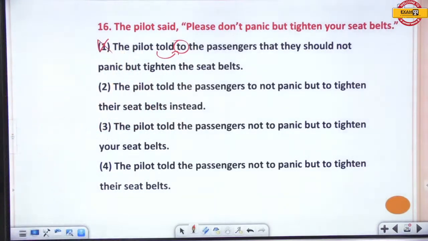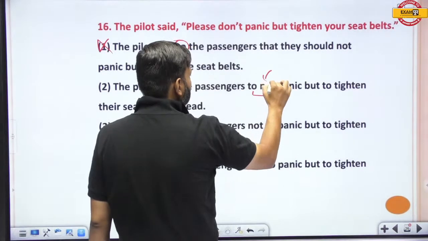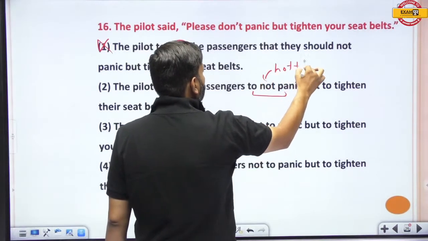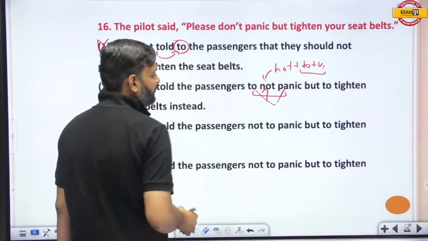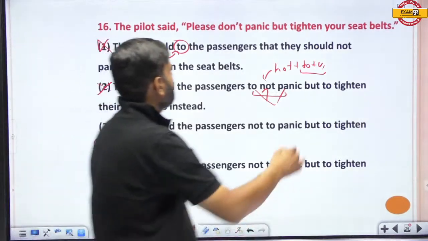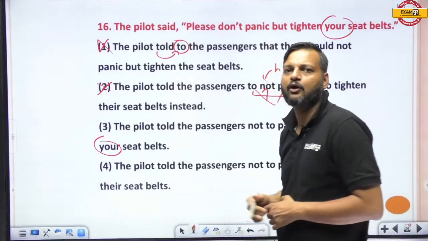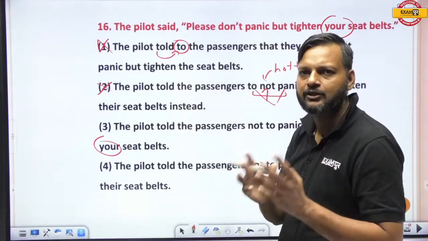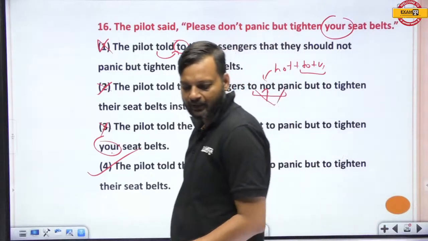The pilot told the passengers to not. You cannot use to plus v1 like this. Not to plus v1 is the correct structure. You cannot put not between to plus v1. So eliminate this as well. Third, the pilot told the passengers not to panic but to tighten. Now in this sentence, your has not been changed because your must be changed according to the reporting object, and the reporting object is passengers. So according to passengers, your must be changed into their, but here your has not been changed, so eliminate this as well. The correct answer is 4.